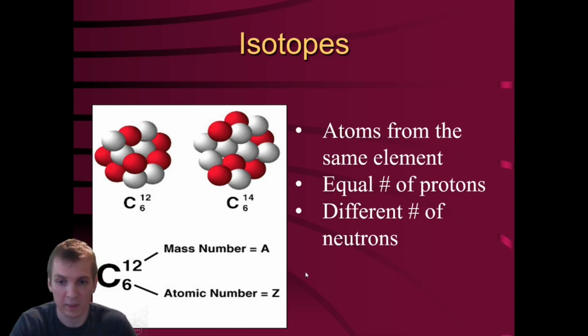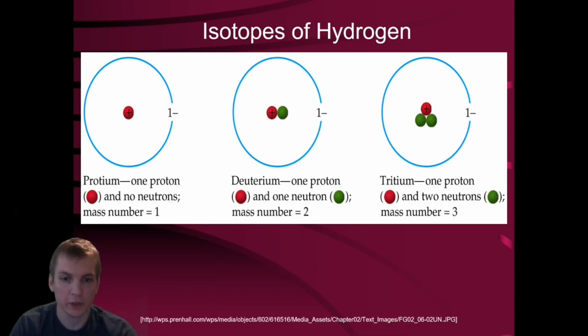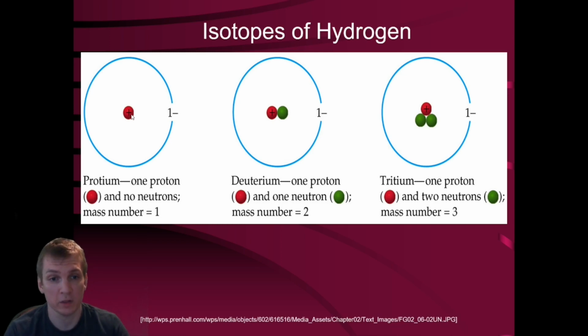Okay, so I'll give you an example here. We've got carbon 12, carbon 14, and here's another example of that. We've got 3 different isotopes of hydrogen. These are all hydrogen, and the way I know that is because they have 1 proton each. This is a proton in the center, 1 proton here, 1 proton here. All 3 of them are hydrogen, except in some cases you can also attach a neutron to that proton.